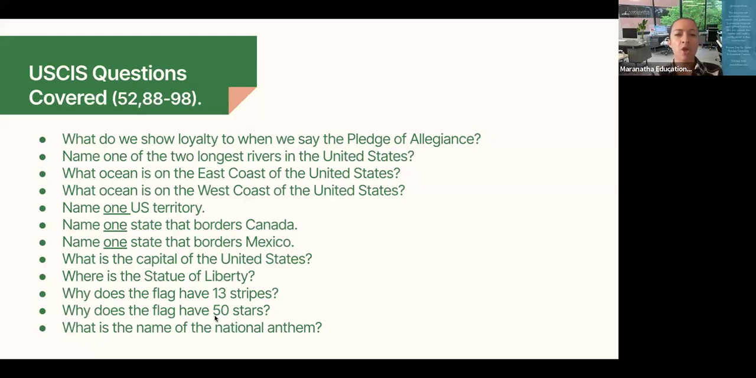This is a preview of the questions we will cover during this video. As you can see, we will not go over the questions in order, but we will study the questions by theme. As I mentioned previously, the theme of this video is American geography and the flag of the United States. If you want to find these questions in the USCIS 100 questions list, the questions are question 52 and question 88 to 98.